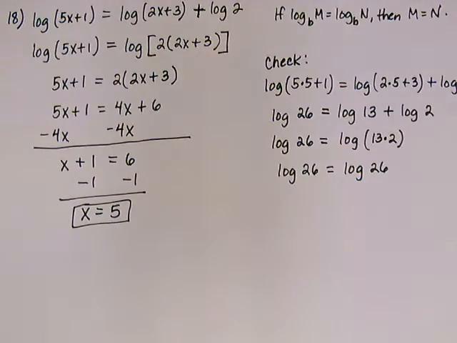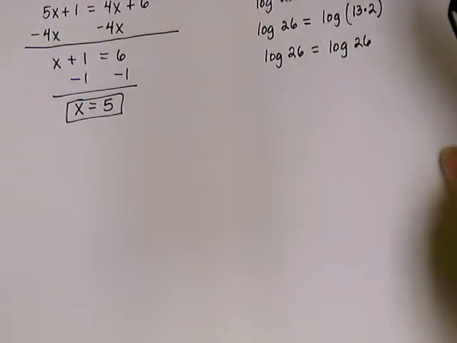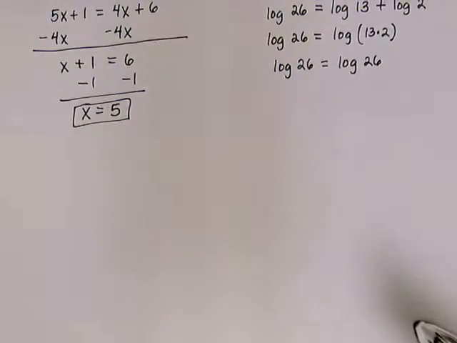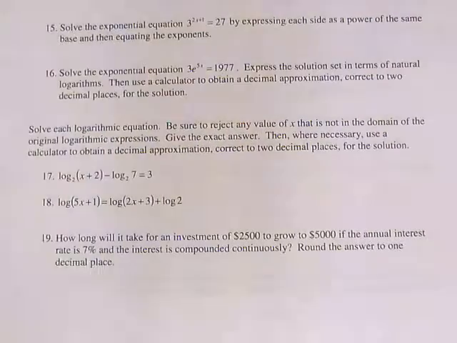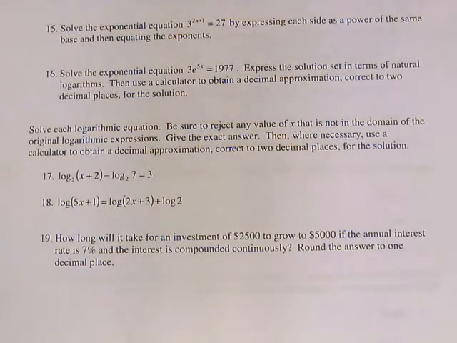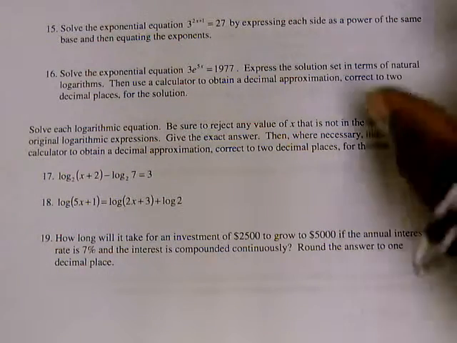Okay, so that's problem number 18, where you have to do the solving and the check. And finally, problem number 19. How long will it take for an investment of $2,500 to grow to $5,000 if the annual interest rate is 7%? And the interest is compounded continuously. Round the answer to one decimal place.